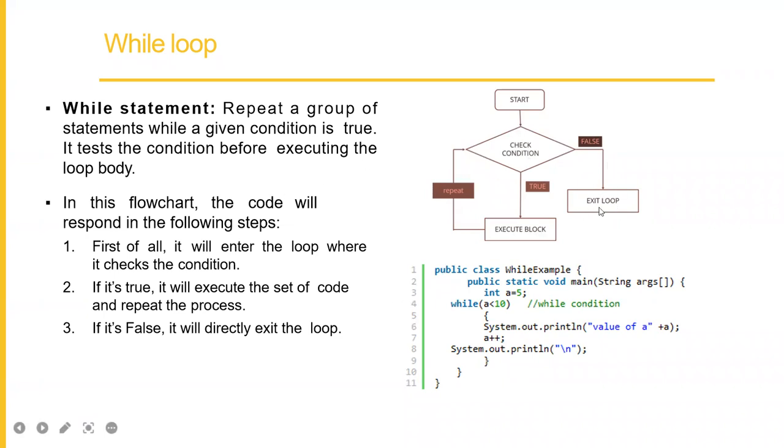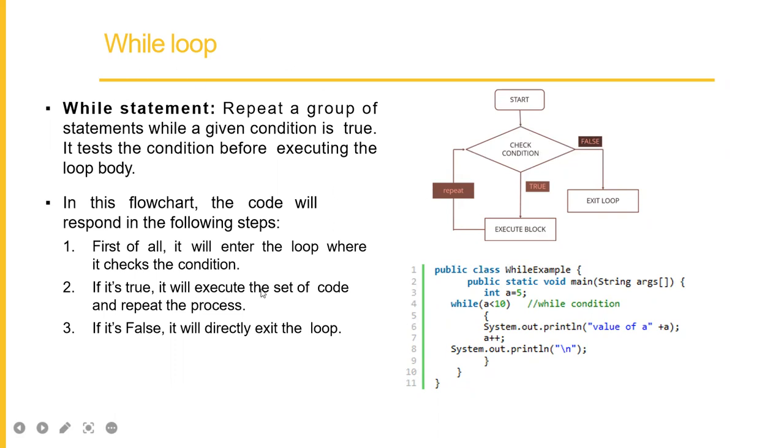So as per this flow chart, first of all, it will enter the loop where it will check the condition. If this condition is true, it will execute the set of codes, which are your logic, and repeat the process. Until what time will it repeat? If this condition is false, then it will exit the loop.